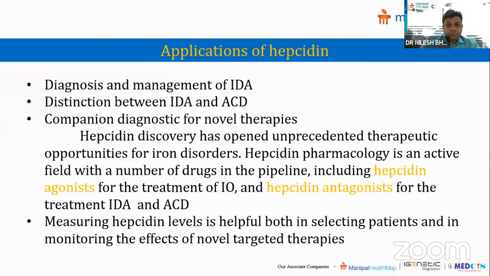As already described, hepcidin can be used in diagnosis and management of iron deficiency anemia, very useful in distinguishing between the iron deficiency anemia and anemia of chronic diseases. Because in IDA, usually hepcidin level is low to the normal, but in ACD, hepcidin level is invariably increased.